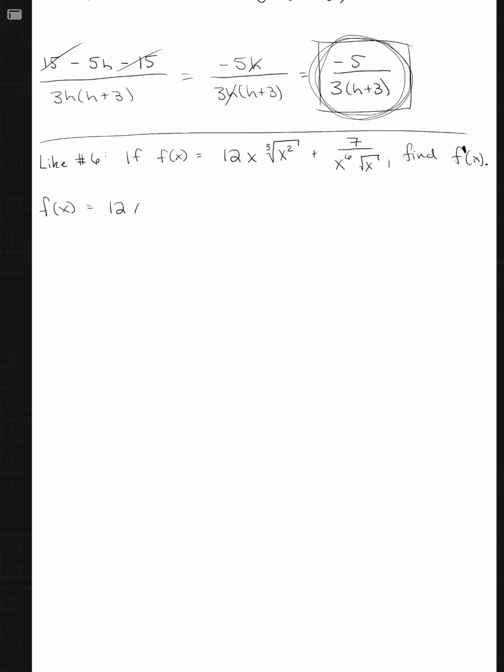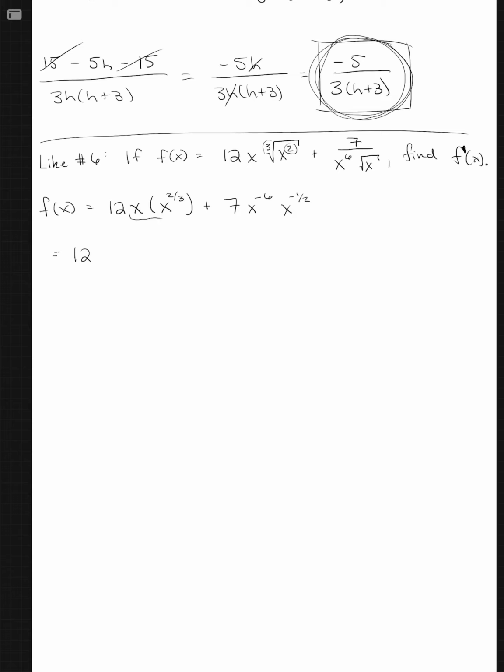We can write this as 12 times x to the 2/3. That's what the third root and the square turn into. And this is 7 times x to the -6 times x to the -1/2. We can turn dividing by a power function into just a power function using negative powers. Which means we don't have to use the quotient rule, and anytime we don't have to use the quotient rule is good by me.